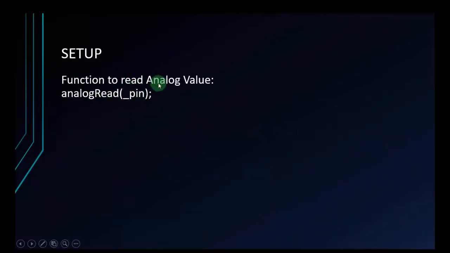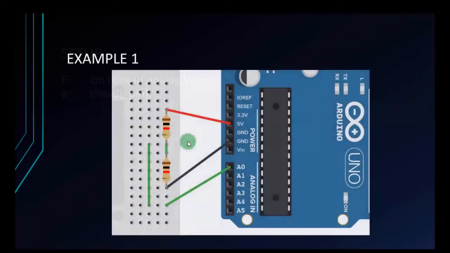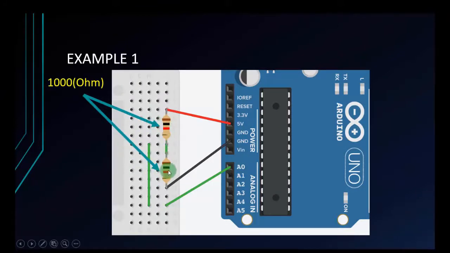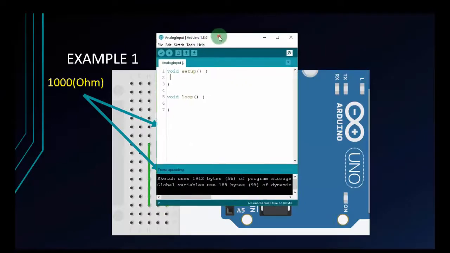We have a function to read the analog value. We will use analogRead to read the value from Vin, and the pin here is an analog pin. Okay, this is the diagram. We have a 1000 ohm and a 1000 ohm resistor right here. I will connect 5 volts to the upper resistor and GND to the lower resistor, and between them I will take the signal to the A0 pin. Before connecting, I will code it.